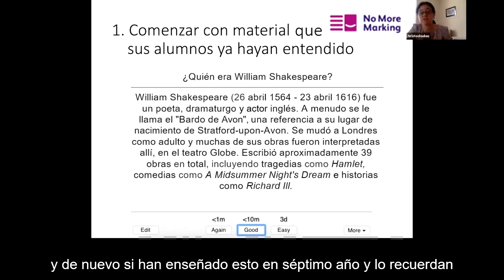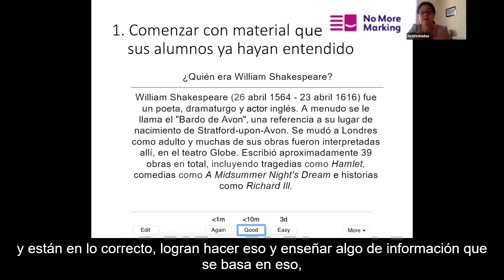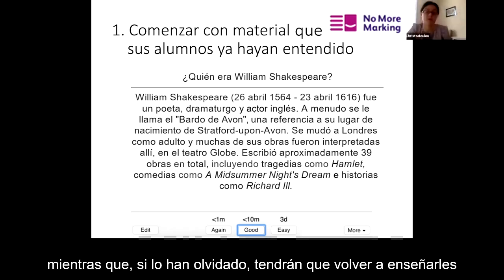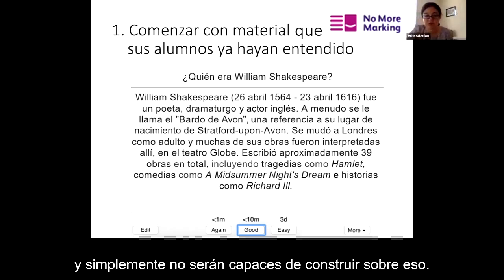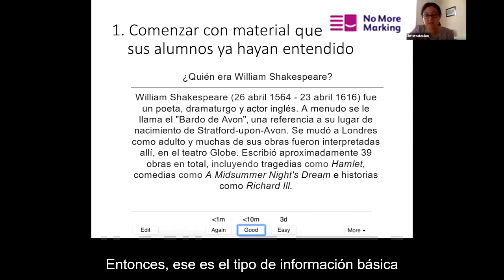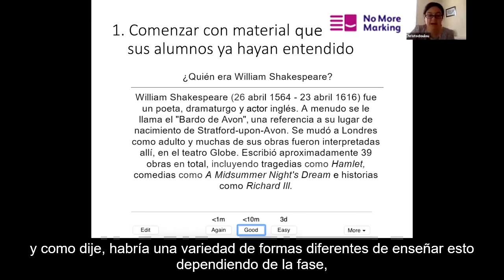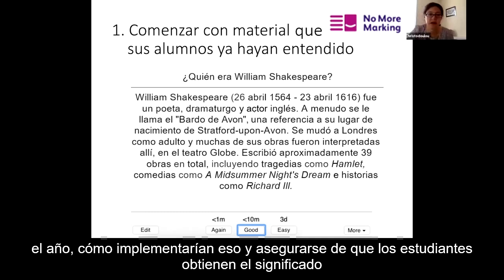And again, if you've taught this in year 7 and they've remembered it, in year 8 you can then build on it and teach some information that builds on it. Whereas if they've forgotten it, you've got to reteach it again, and you're not able to build. So that's the basic information. And as I say, there'd be a variety of different ways you teach that depending on the phase and the year, how you would bring that alive and make sure students see that it has meaning.